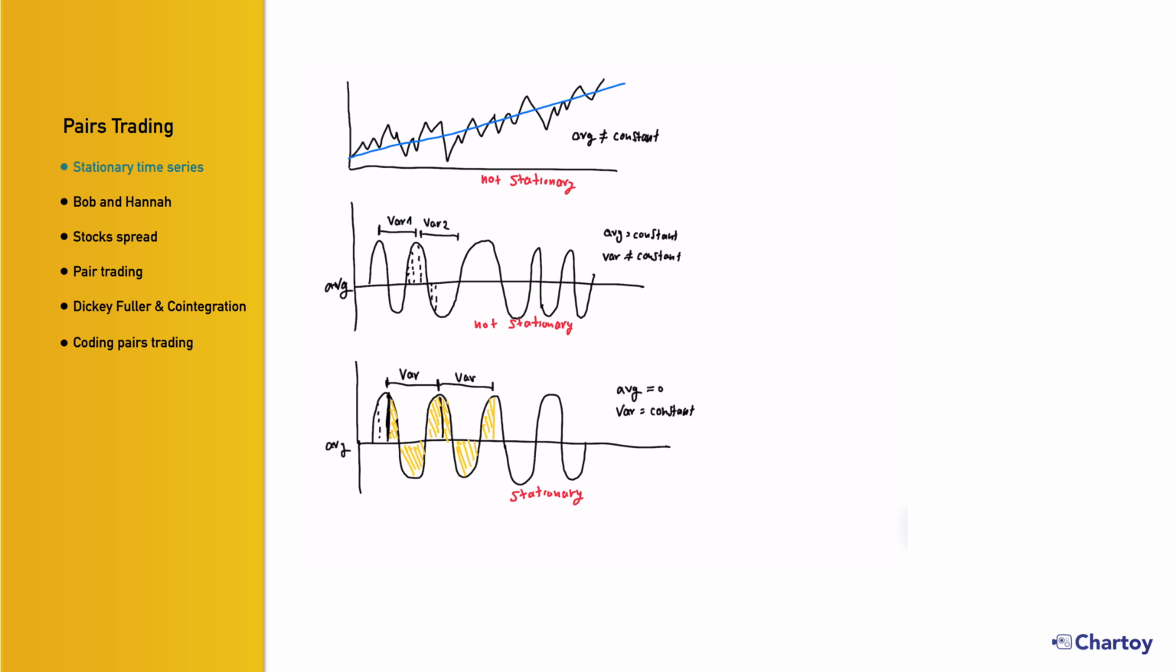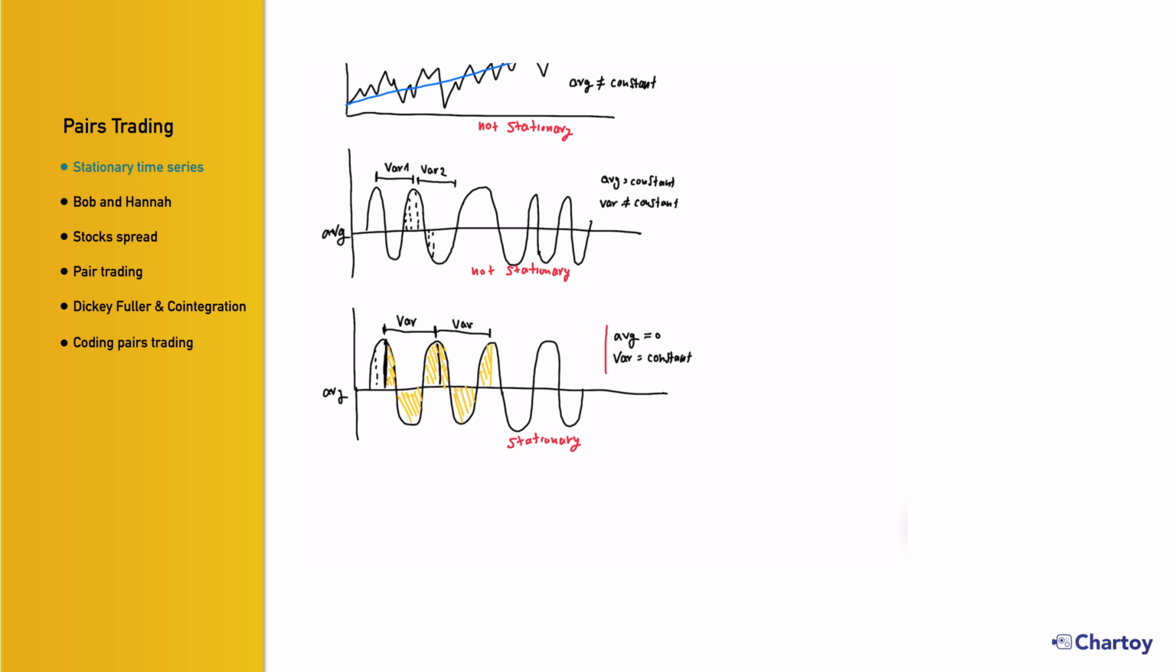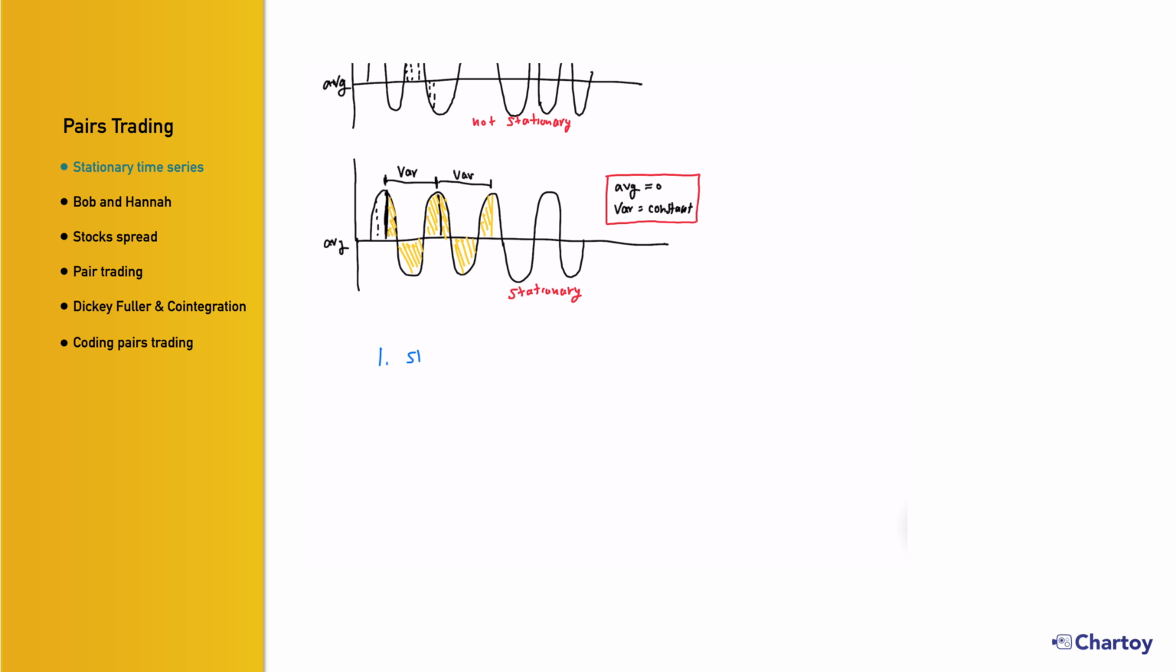So why does stationary matter? Why are we looking for stationary time series? Stationary time series, as we said, have the average and the variance as constants. And once the average and the variance are constant, our time series, our signal, is much more predictable. And not only is it more predictable, we can apply many statistical methods on it just because it's stationary. We will see this later, but in general, you want your signal to be as close as possible to a stationary time series.